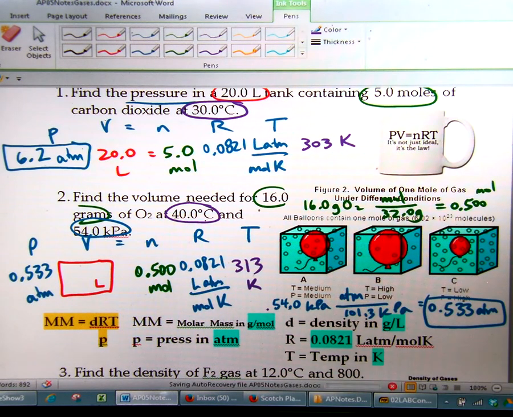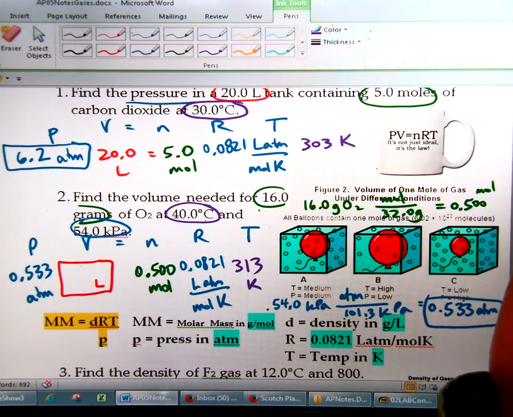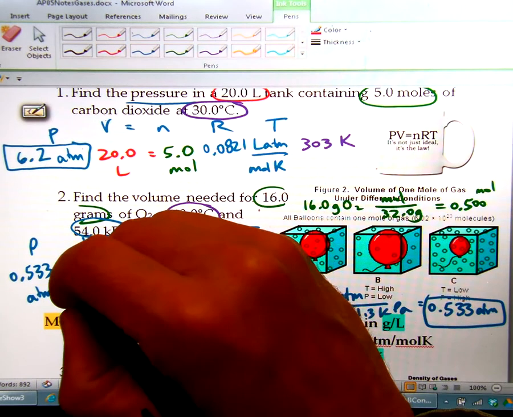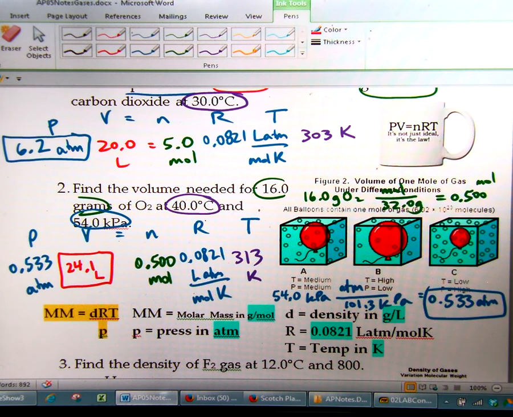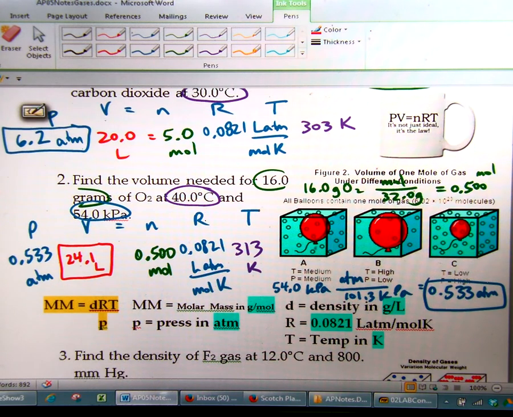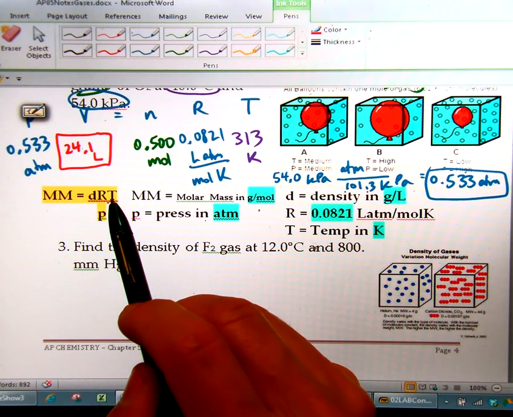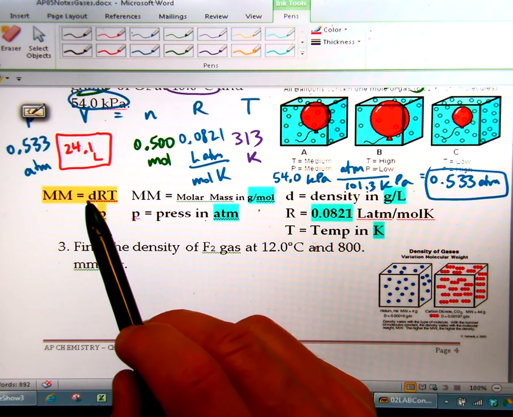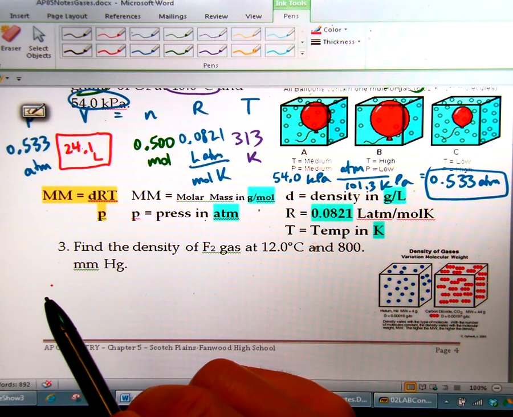And now you're just going to do the math for this. 0.5 times 0.0821 times 313 divided by 0.533 gives you 24.1 liters. So 3 sig figs is good. 24.1 liters. That's the volume. Okay, lastly, one condition problems also can be in this format. Molar mass equals density times R times T over P, or I might refer to this as dirt over P. So molar mass equals dirt over P, and we said the top equation could be referred to as Pivnert.